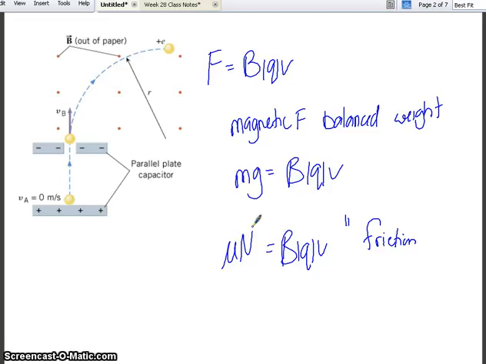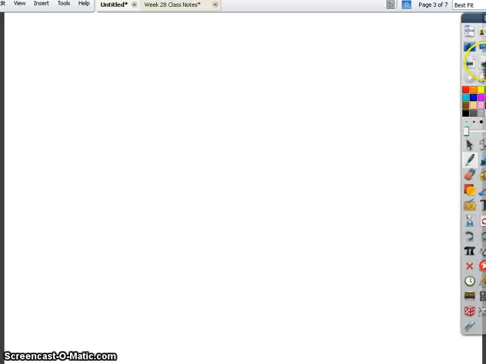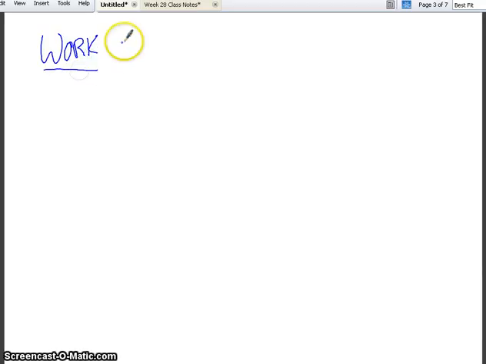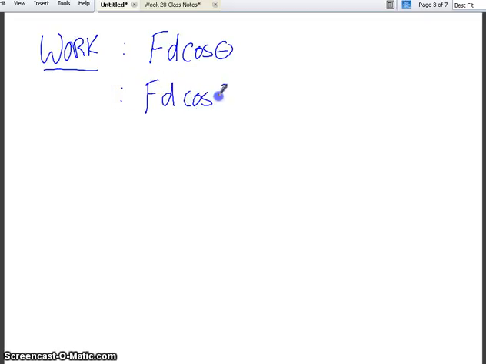One more thing I want to talk about before we finish is the concept of work. Let's review work real quick. Work equals F D cosine theta. So if theta is 90 degrees, then work equals 0, because the cosine of 90 is equal to 0.